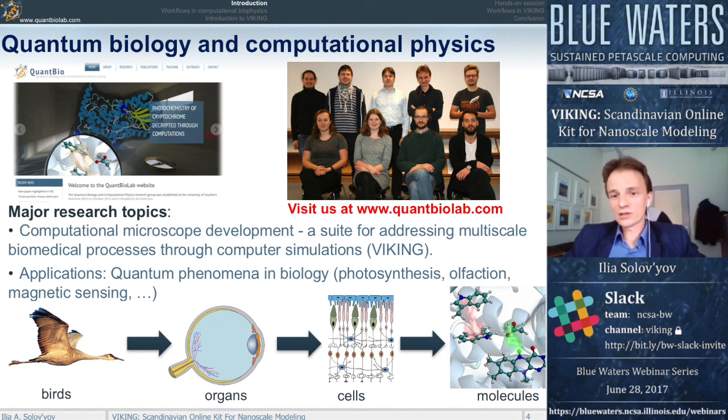On the very right part of the slide, you see the scale of molecules, and those colorful clouds here are supposed to represent electrons. This is one of the smallest scales that you can imagine in biophysics. Then we can scale up and go all the way up to the scale of organisms. And in my group, we use computations to bridge scales between these different objects.